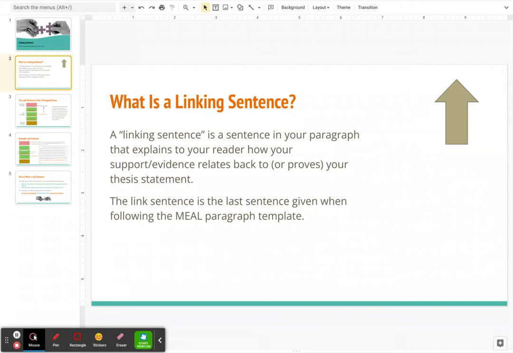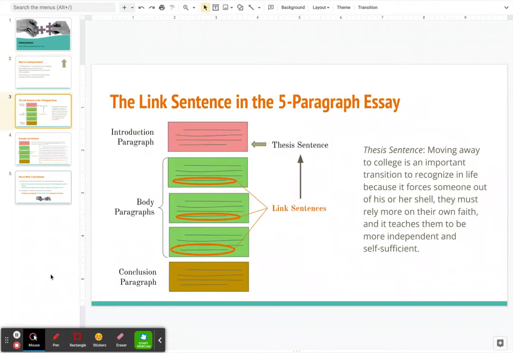And this sentence is the last sentence that's given in your paragraph, and it's also the last sentence that's given in the meal paragraph template. And if you're interested in learning more about that meal paragraph template, you can watch the video up above here on your screen. All right, so where does this link sentence fit in the 5 paragraph essay?